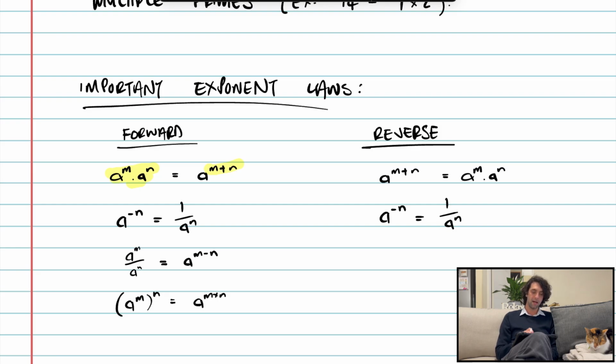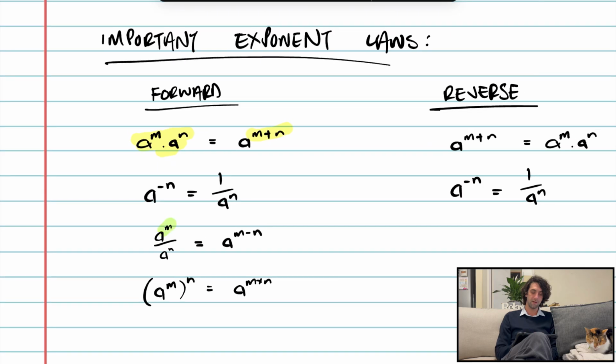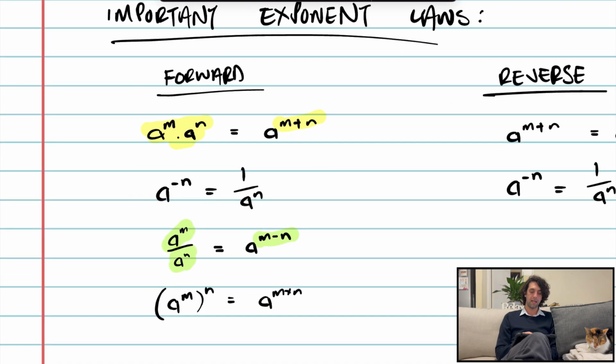I'm just going to quickly go to the division one over here. If we divide two exponents with the same base, we subtract the exponents. Then we have anything to the power of a negative exponent is basically the inverse of that, okay? We want our exponents to typically be positive and not negative. So if we have a negative exponent, what we do is we just inverse it.